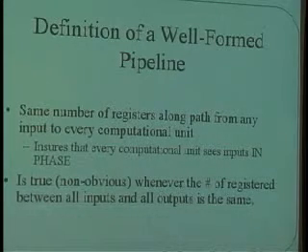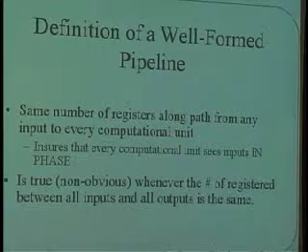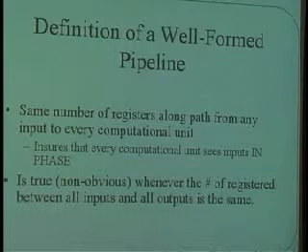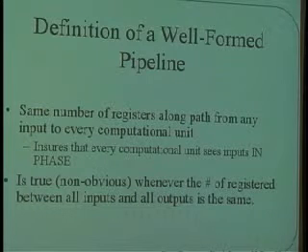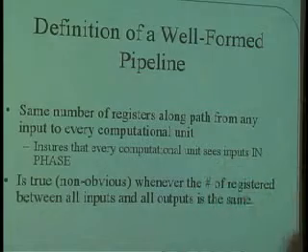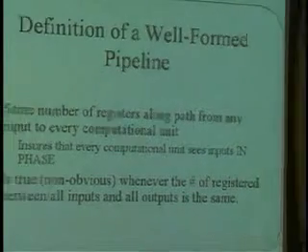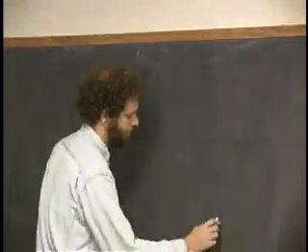Okay, when you make a pipeline, it's extremely important that you're careful that the pipeline is what's called well-formed. And what that means is that there are the same number of registers along every single path from any input to every combinational unit. Okay? And so let me see if I can explain why that's true. Let's draw a tree that has more adders in it.